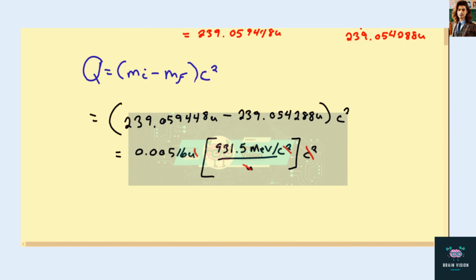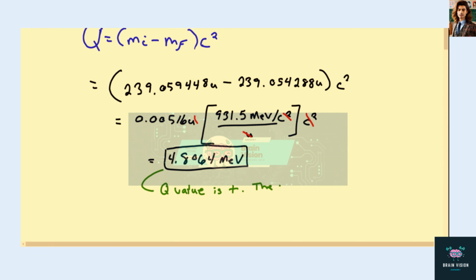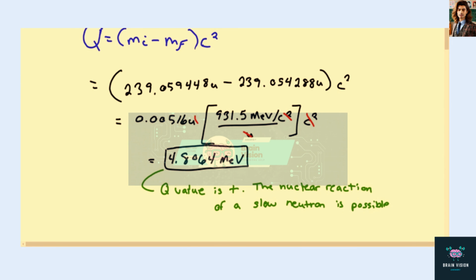Okay. Now we have 4.8064 MeV. Okay. And since the Q value is positive, the nuclear reaction of a slow neutron is possible. Okay, thank you guys.